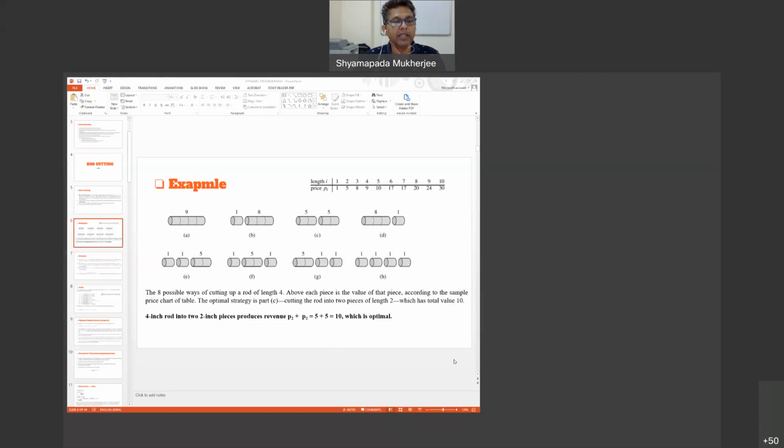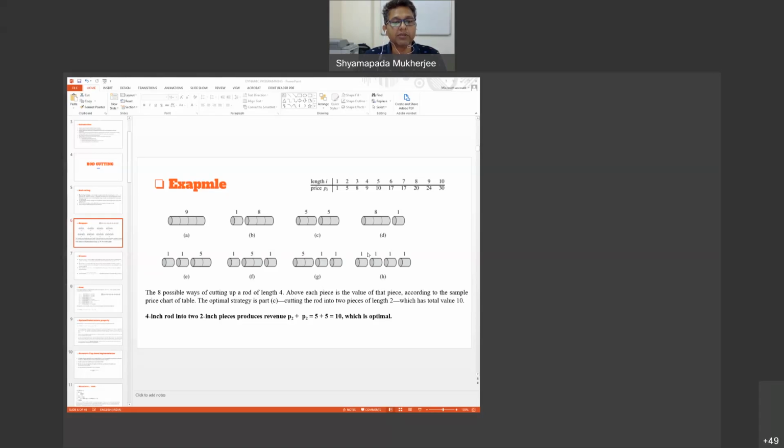In figure B, we cut the rod into 2 pieces, one of length 1 and another of length 3. From the table, for length 1 the price is 1, and for length 3 it is 8. So the total price we get is 9. Similarly, in figure C, the rod of length 4 is cut into 2 pieces of length 2 each. So the total price is 5 plus 5, that is 10.